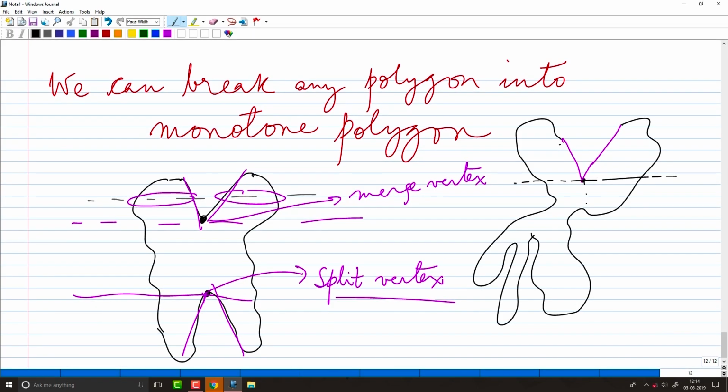So, what you do is look at the sweep line on this vertex and look at the edges that it cuts. One of these endpoints below the sweep line would surely be visible from this vertex, whatever way you draw. So, you draw a diagonal that way and that kills the merge vertex. Similarly, you can have algorithms to kill the split vertex, which is not very difficult to see.